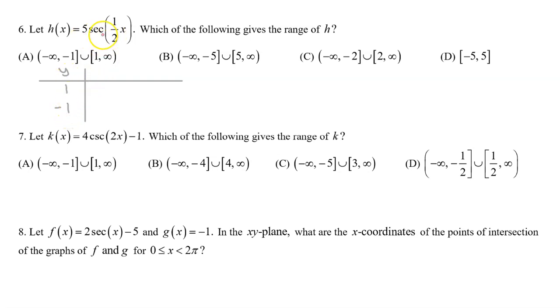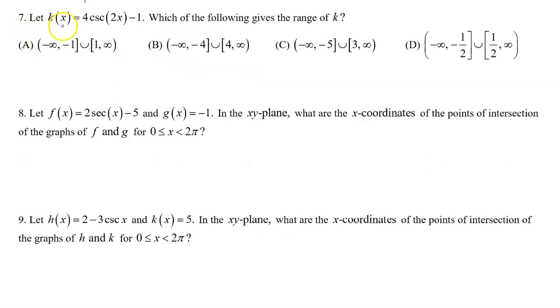The only transformation that will affect the y values is the vertical dilation by a factor of 5. So the new y values will be 5 times the original y values. That's 5 and -5. So for the range, instead of going from -infinity to -1, union 1 to infinity, the new range will go from -infinity to -5, union 5 to infinity. So the answer is B.